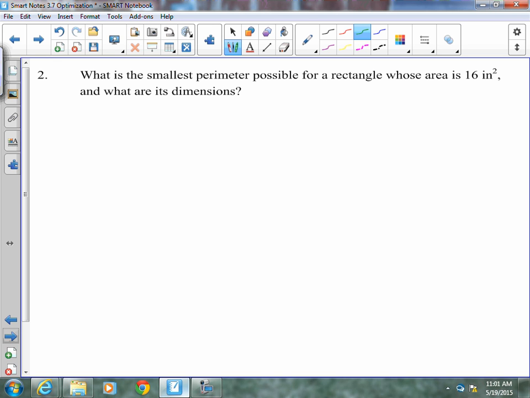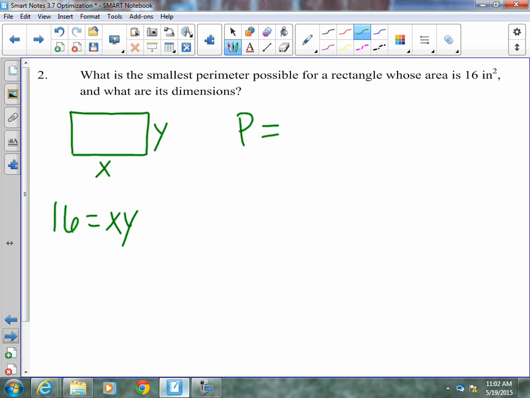Number 2, what's the smallest perimeter possible for a rectangle whose area is 16 inches squared? Well, we have a rectangle. And I'm going to call the dimensions x and y. We know the area is 16, but we are trying to find the smallest perimeter possible. We want to minimize the perimeter, and the perimeter would be 2x plus 2y. If we look at this and we solve it, I'm going to solve for y again. We get 16 over x.